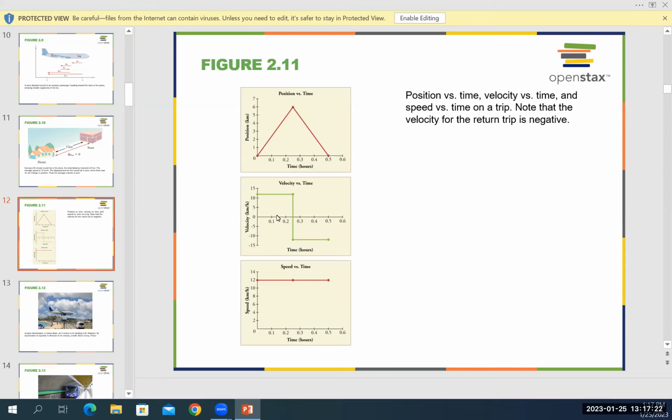So it's this graph over time. So this first graph is this graph over time. This graph is this graph over time. This graph is this graph over time. So this tells you a lot. This tells you that you're moving in a positive direction at a constant speed. Then you turn around and you come back to where you started at a constant speed.